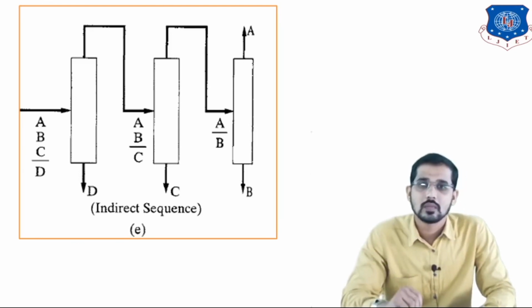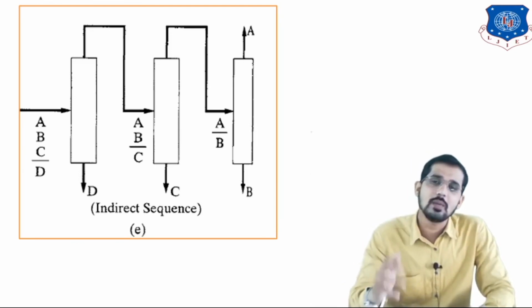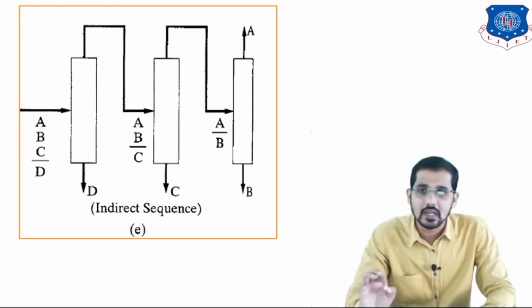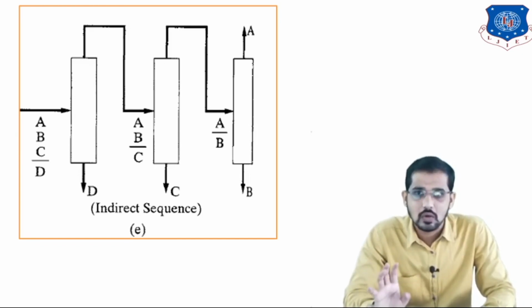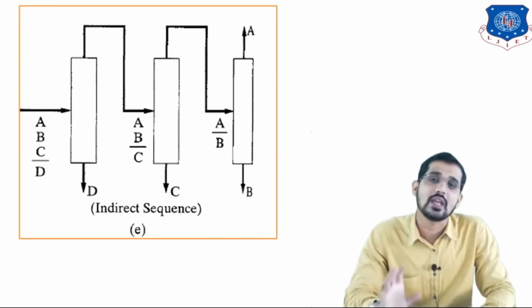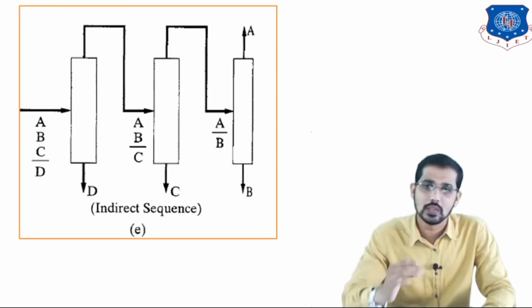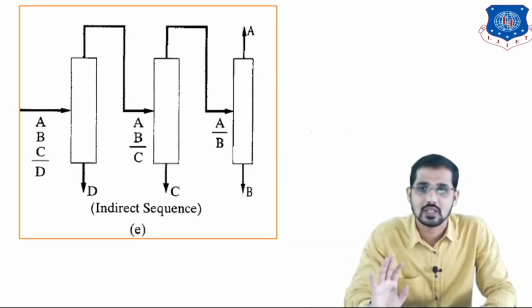In your final examination, the question may be asked like this: explain in detail the heuristics for favorable sequences, or rules for favorable sequences, with neat diagrams. So you have to write all these rules with all these diagrams in your examination for 7 marks.